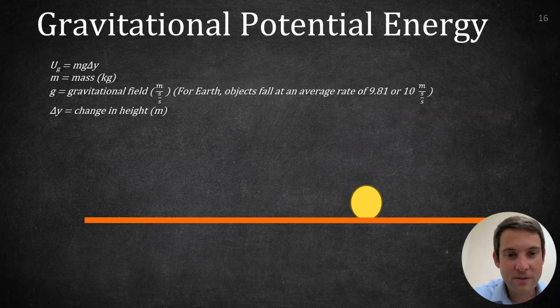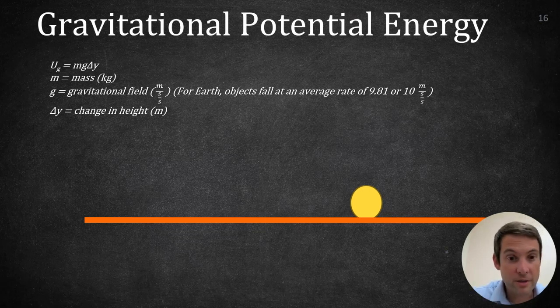Here's our equation for gravitational potential energy. U sub g equals m times g times delta y. Remember that delta y, we only care about a change in gravitational potential energy. If something stays the height the entire time, then there's no change in our height, no change in the y direction. That means there's no gravitational potential energy that we care about.